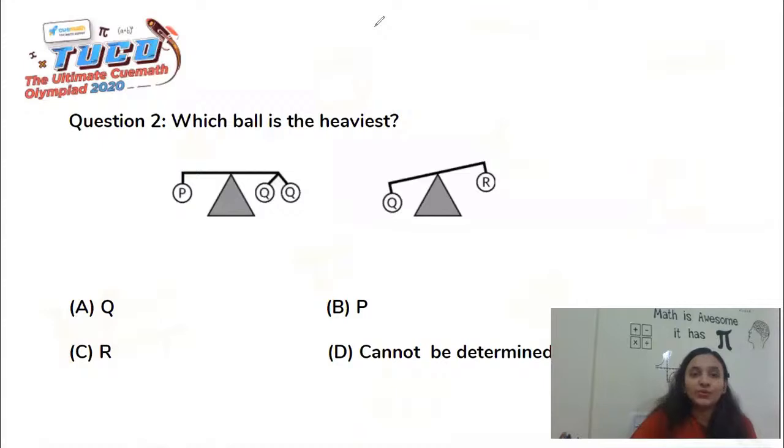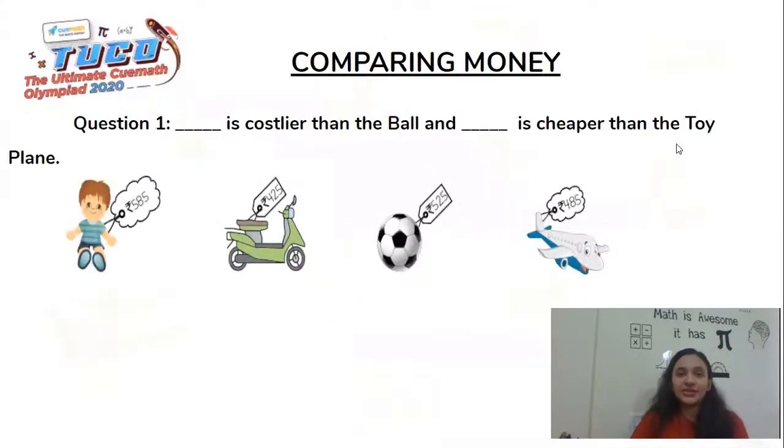So with this, we would move on to our next question, which is comparing money. Okay, so the question reads, dash is costlier than the ball and dash is cheaper than the toy plane. So we have the toys in front of us. We have a doll, a scooter, a football, and an aeroplane.